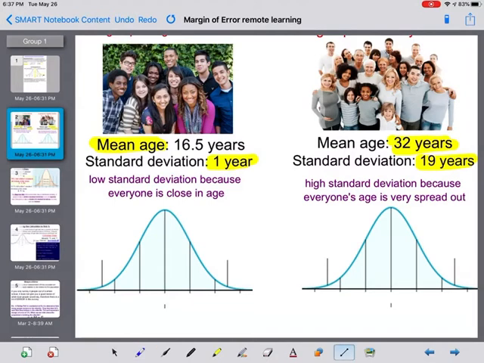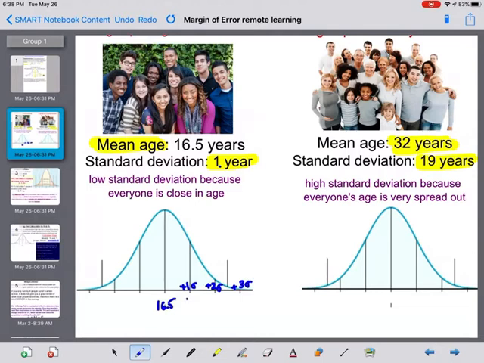So we always put the mean here in the middle. So I'm going to put the 16.5 in the middle. And since it's one standard deviation, this is plus 1 standard deviation, this is plus 2 standard deviations, and this is plus 3 standard deviations.